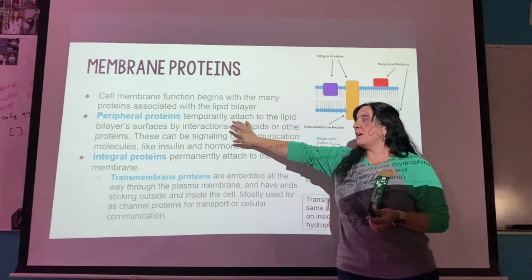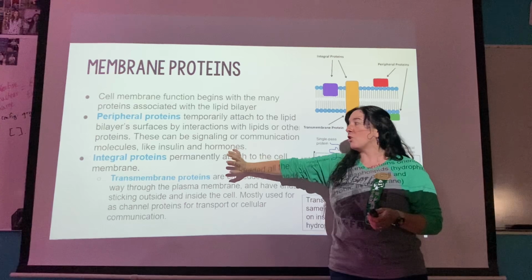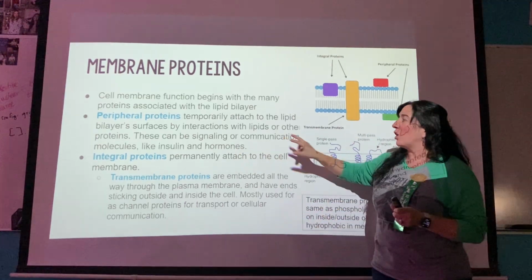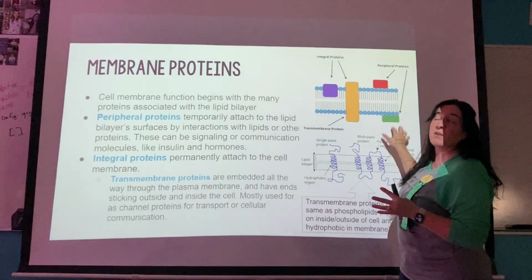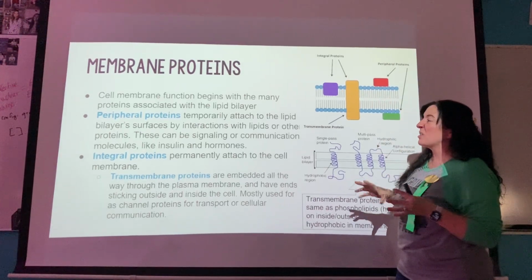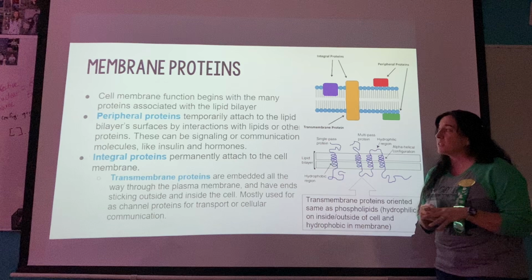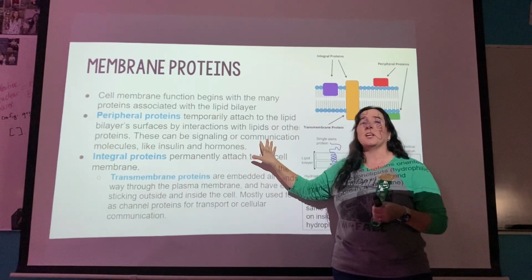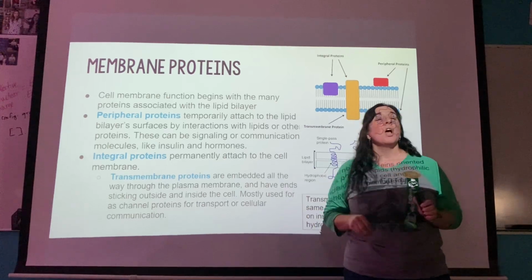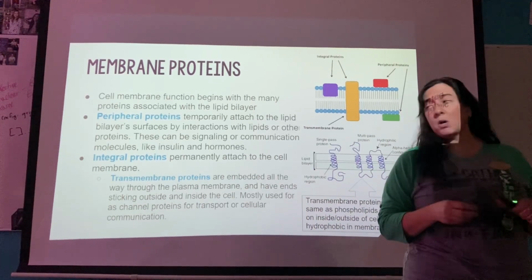These are the main names for them, peripheral and integral. Peripheral proteins are just temporarily attached, just like right here. They're just going to land on the outside of the surface, temporarily attached to that surface. It's going to interact with them. A lot of the signaling and some of the different communication is going to go on with your insulin and your hormones.